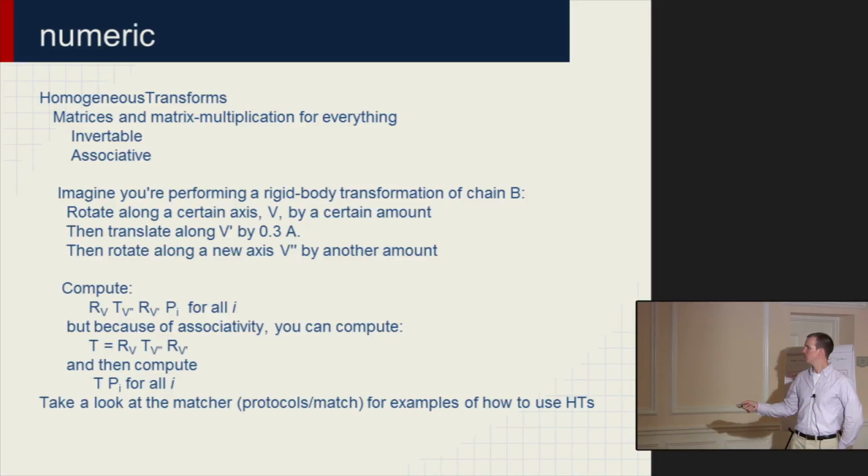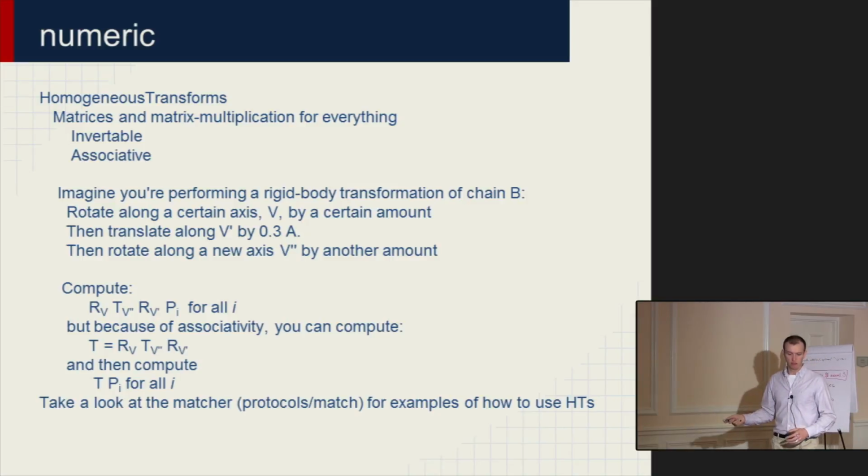Maybe we've gotten the order of this wrong. Translate along V prime. Yeah, I have the primes in the wrong location. So this should be V prime, and this should be rotation of V double prime. And then you do that for point P sub i for all i's, for all atoms in chain B. So you rotate and translate all the atoms in chain B by some amount.